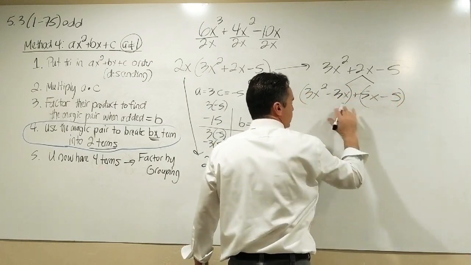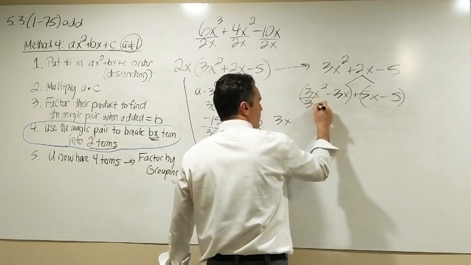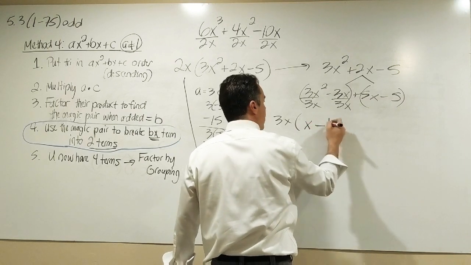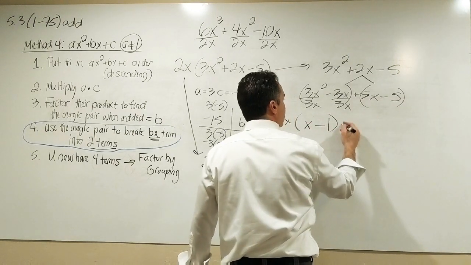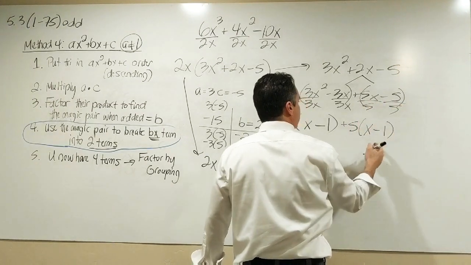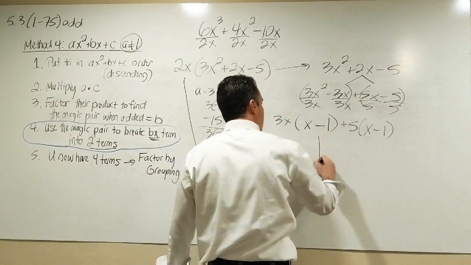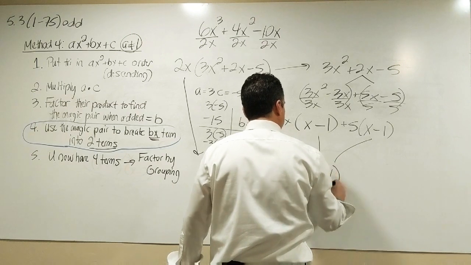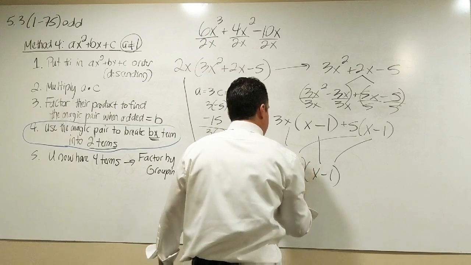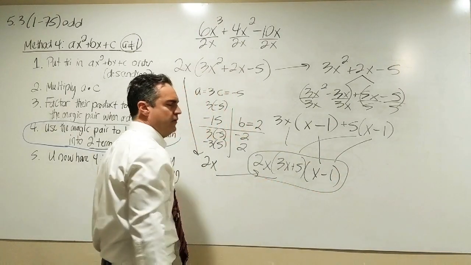Factor this by grouping, put the parentheses around it, put the plus in the middle. Common factor here is 3x. Put this over 3x, put this over 3x, and I get x minus 1. And now I pull out a 5, and I put this over 5, this over 5, and I get x minus 1, and the parentheses are the same. We didn't have to pull out a negative of this one to make them the same. My common parentheses is x minus 1. The leftovers, 3x and 5, go here, 3x plus 5, and then the 2x is brought over because we pulled it out in the beginning.